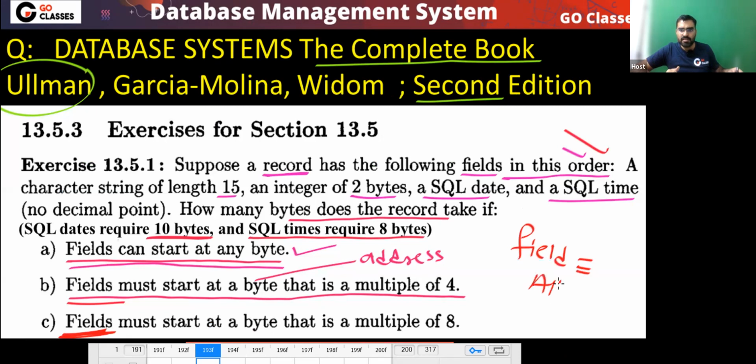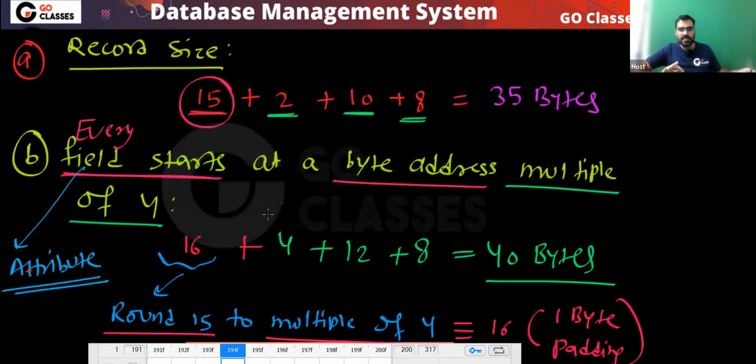How many fields are there per record in this question? There are 1, 2, 3, 4. 4 fields are there. Is this crystal clear to everyone? Just very simple, round up to a multiple of 4, because every field should start at a multiple of 4. So this 4 is fixed.